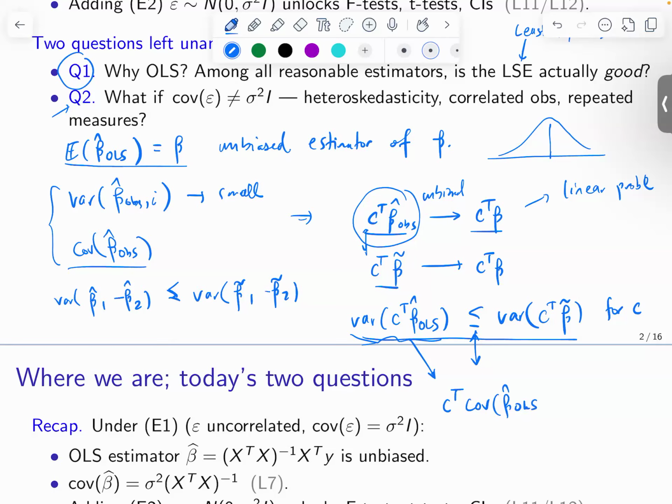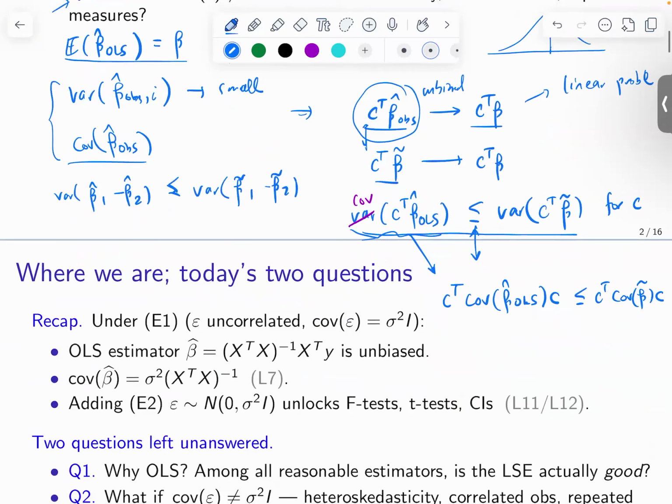Yes, exactly. So this is our formula, right? The variance is really also a covariance. So you can write this as a covariance of that scalar, because the covariance matrix of a scalar and its variance are just the same thing. And so this is using that covariance of a linear transformation formula, right? So that side would be that, and the other side would be similarly C transpose cov of beta tilde C.